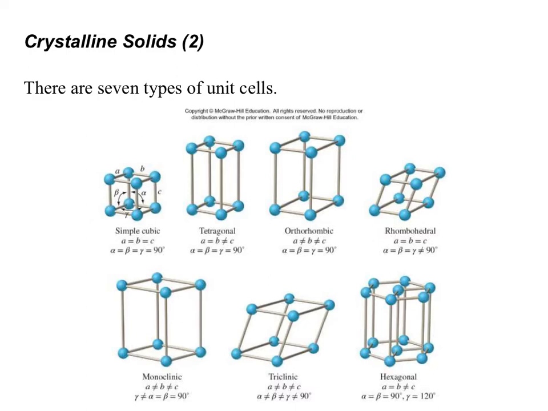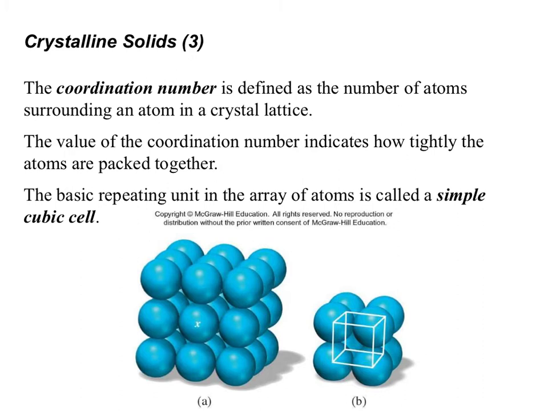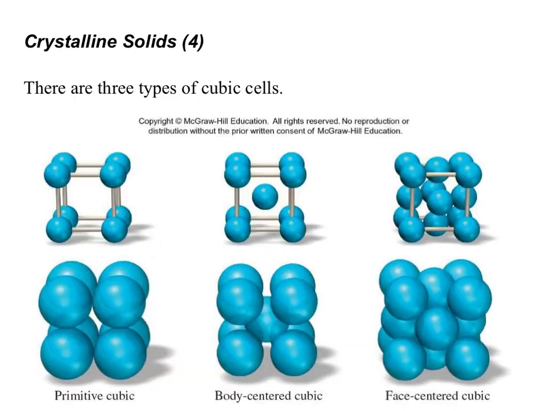to be cubic. The coordination number is defined as the number of atoms surrounding an atom in a crystal lattice. The value of the coordination number indicates how tightly the atoms are packed together. So the bigger the coordination number, the more tightly packed they are. The basic repeating unit in the array of atoms is called a simple cubic cell. There are three types of cubic cells.